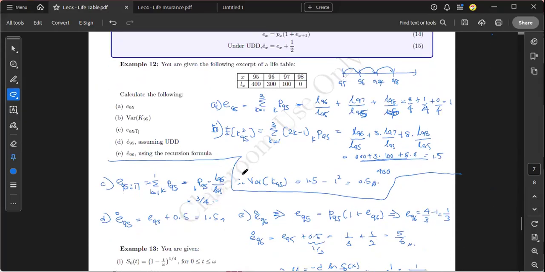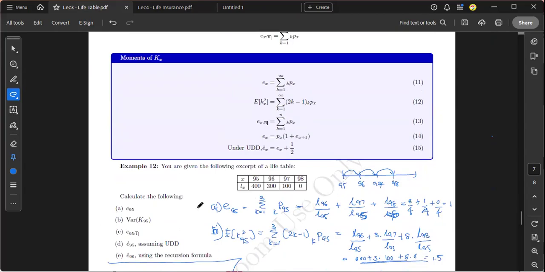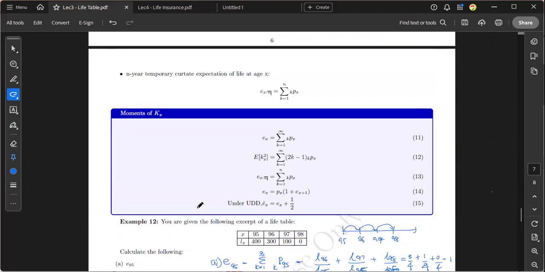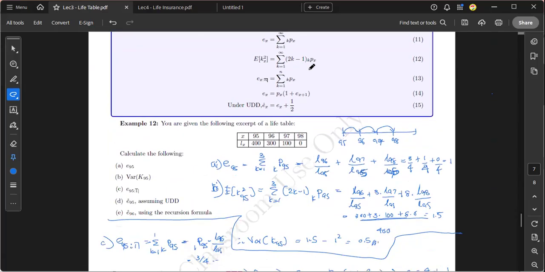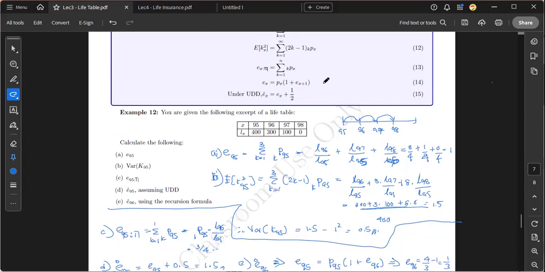And then it comes to the curtate moments. So also a summation of the survival probabilities from x to k more years. But in here, for the second moment, it's 2 times k minus 1 is the factor. And the term life or the temporary life is easy. It goes from x to n. And we have a recursive formula as well. And under the UDD, it's just adding 0.5 to the curtate expectation to get the continuous expectation.